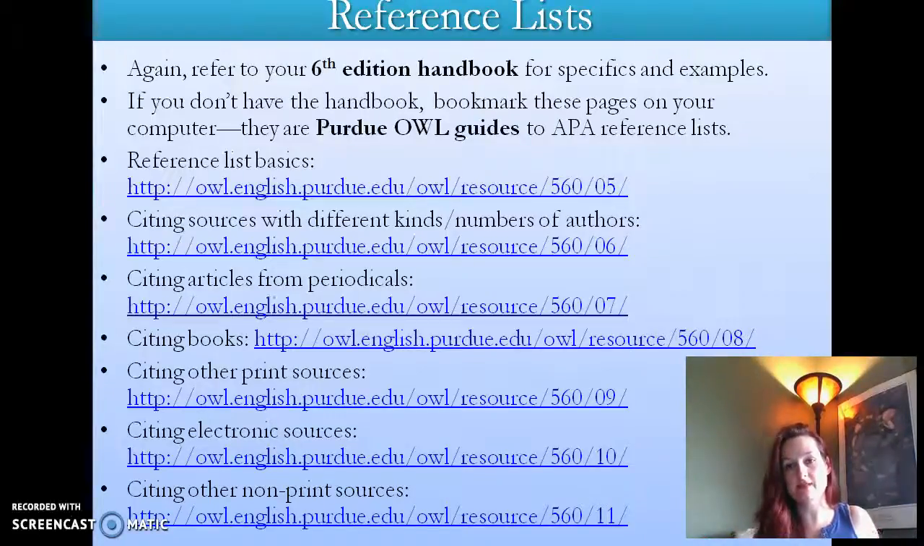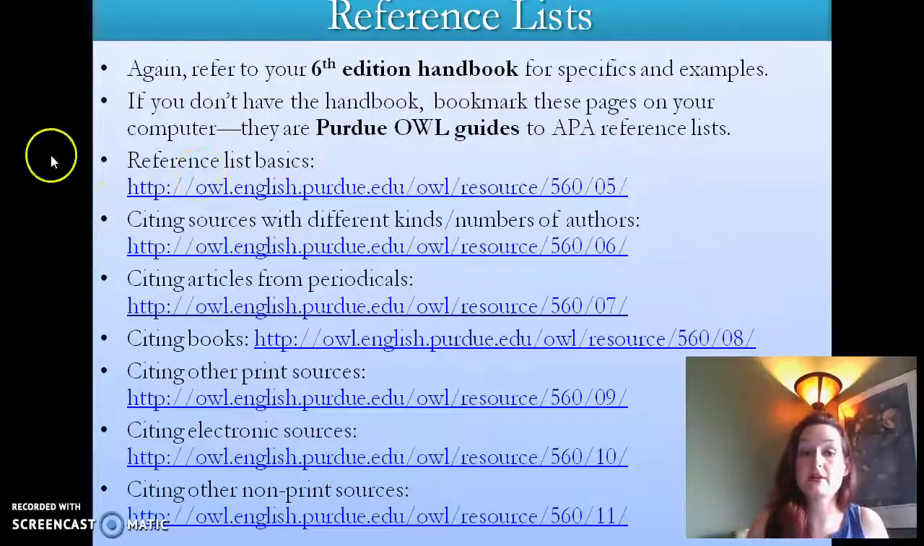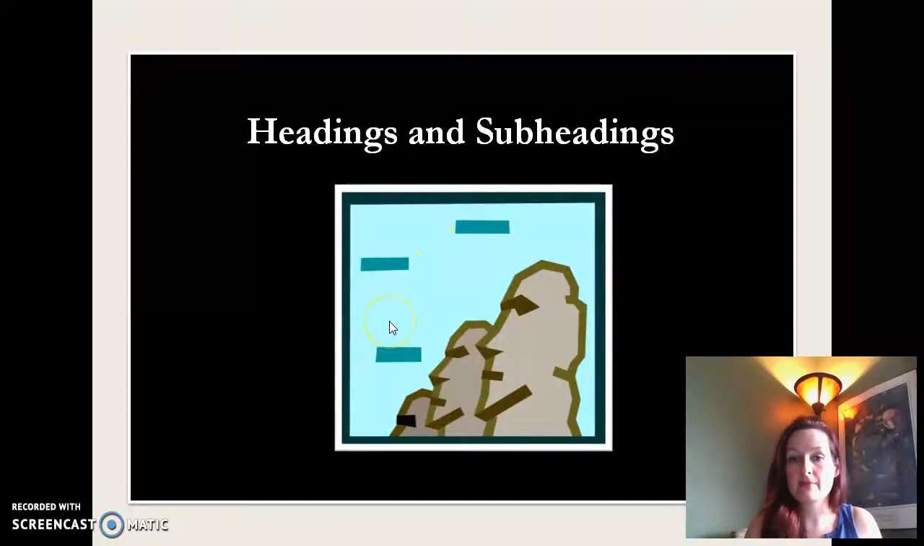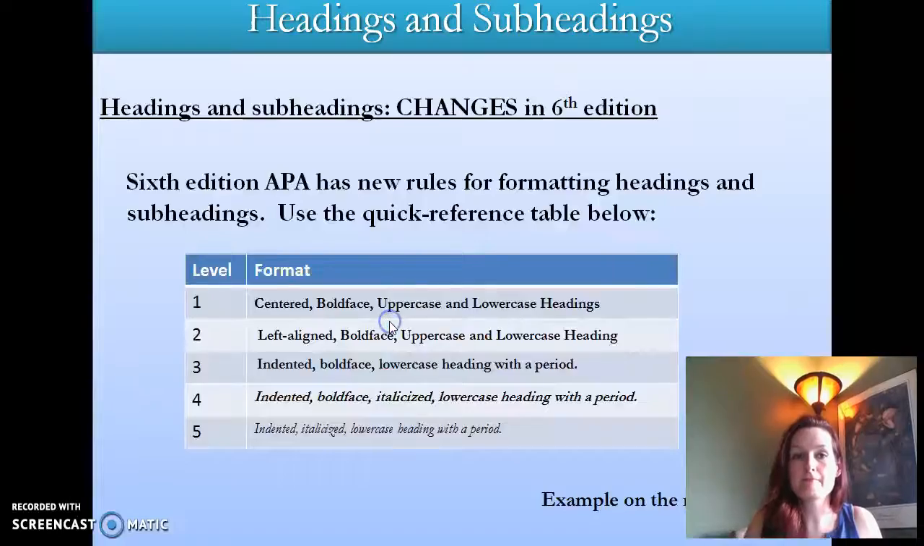I think you just need to either bookmark these URLs on your computer so that you'll have access to this Purdue OWL guide, or you just need to keep your 6th edition APA handbook close by so that once you run across a source, you can look it up and look up how to cite it specifically. So let's move on to headings and subheadings and the frequently made mistakes there.